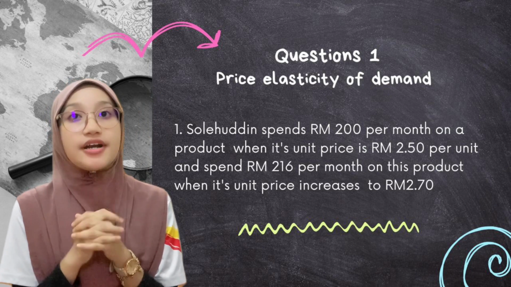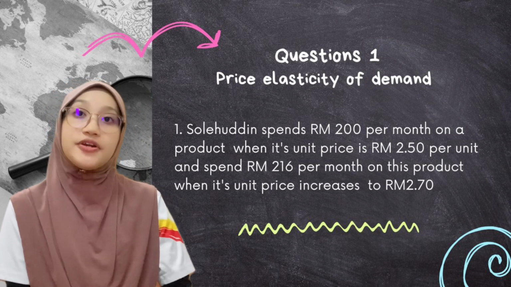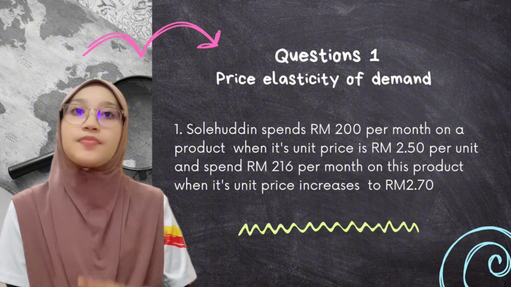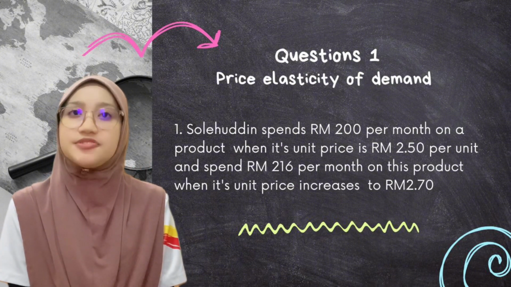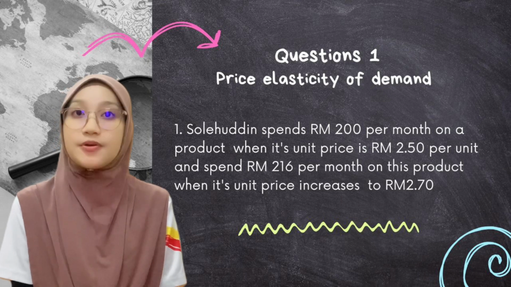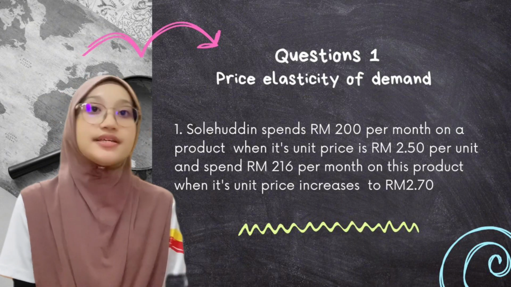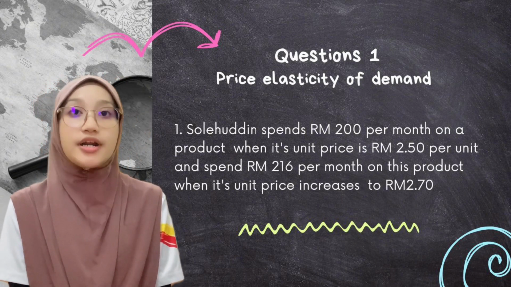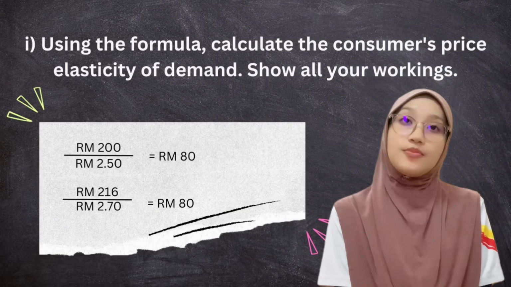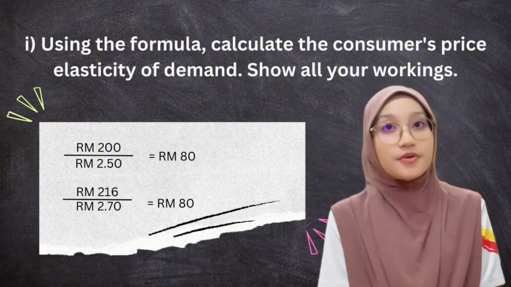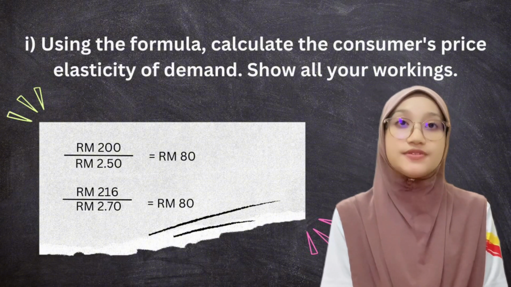Solihuddin spends Rm 200 per month on a product when its unit price is Rm 2.50 per unit, and spends Rm 260 per month on this product when its unit price increases to Rm 2.70. Using the formula, calculate the consumer price elasticity of demand.